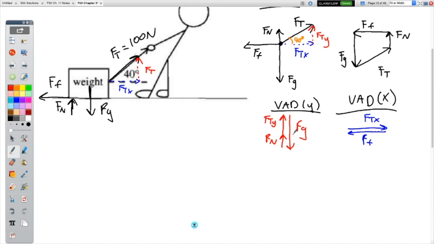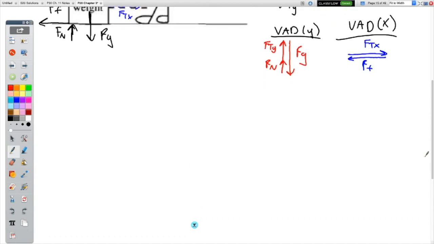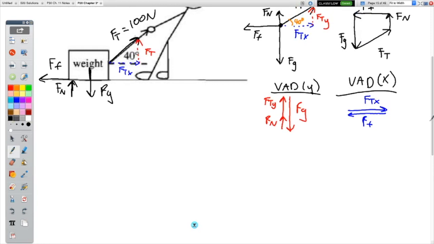Okay, so what is the force of friction then? Well, let's take a look. Which axis is more interesting to me here to figure out the force of friction? Is the y going to do me anything? Well, no, because in the y-axis, the force of friction is 0, right? So that's really not too helpful. However, in the x-axis, we know that, again, F net x equals 0, right? Okay, so what's going on in the x-axis? Let's go over to our VAD. In the x-axis, we know that FTX, right, plus FF equals 0.